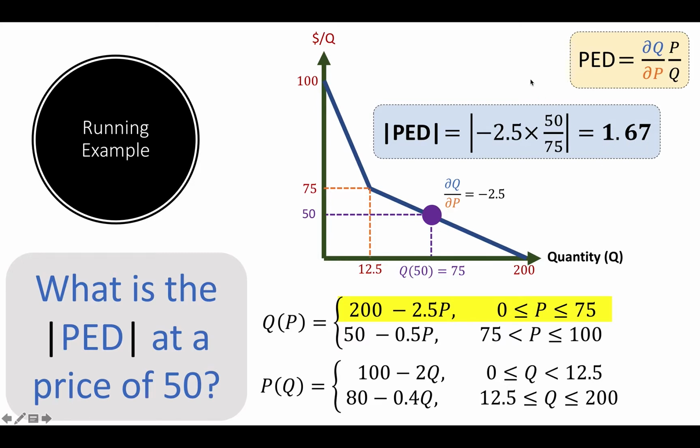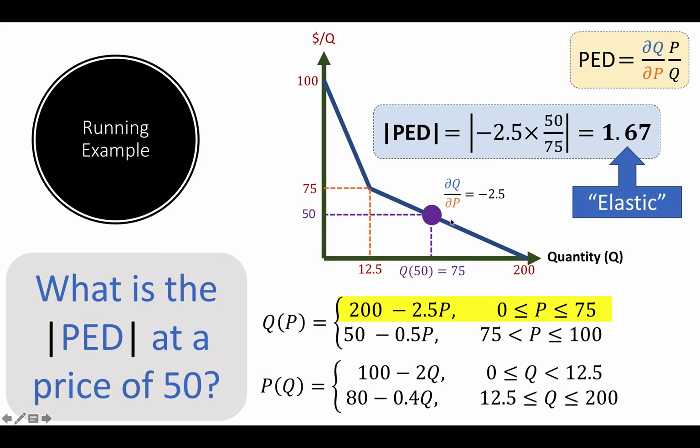That's positive. It's not only positive, but it is greater than 1. So we say that this is elastic. Elastic meaning that if I get a 10% change in price, I will get more than a 10% change in quantity around this point. So that's what we mean by elastic.